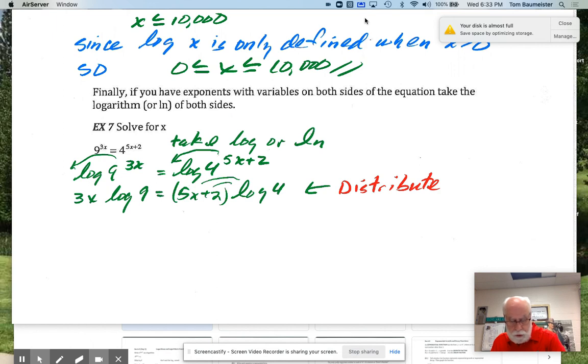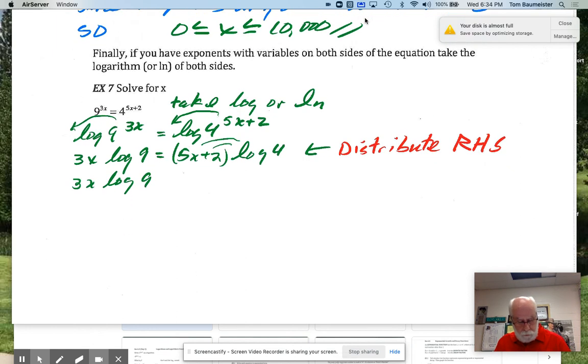So let me go ahead and state distribute the right-hand side. It might be the left-hand side sometimes, but you never know. All right, and you'll see why this is going to work out for us. So if I do that, I'll have 3x log of 9 is equal to 5x log of 4 plus 2 log of 4.